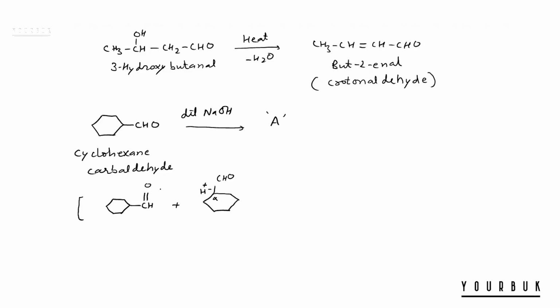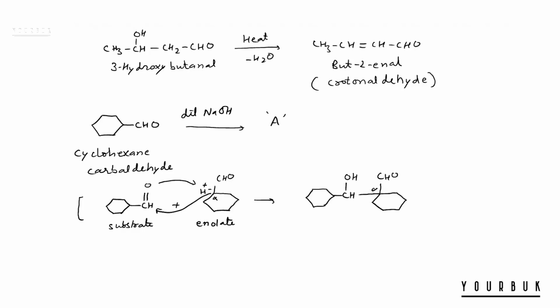This is our alpha carbon. So H adds to oxygen and this alpha carbon attacks the carbonyl carbon. So this is my enolate and this is the substrate. And this is the product formed. Make sure it has to be a beta hydroxy aldehyde or ketone. This is the alpha carbon, this is the beta carbon, so this is a beta hydroxy aldehyde, so this is my product A.